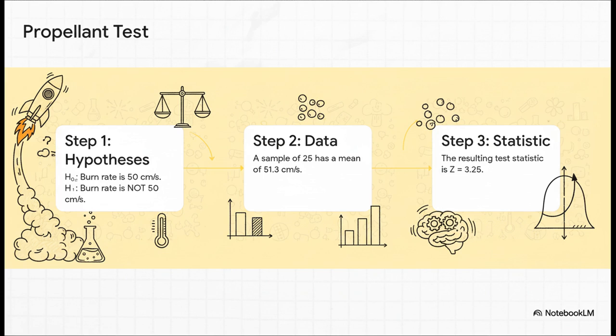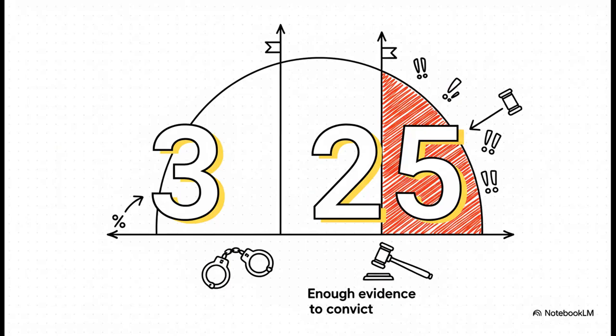Well, we run the numbers, and we boil all that data down to one single number, a test statistic. It's basically a score for our evidence. In this case, our score is 3.25. So we've got this number, 3.25. Now, based on our 5% alpha level, we already figured out that any score more extreme than 1.96 would be enough to reject the null. And our number, 3.25? It's way, way out there. It's deep in what we call the rejection region. We've got enough evidence to convict.